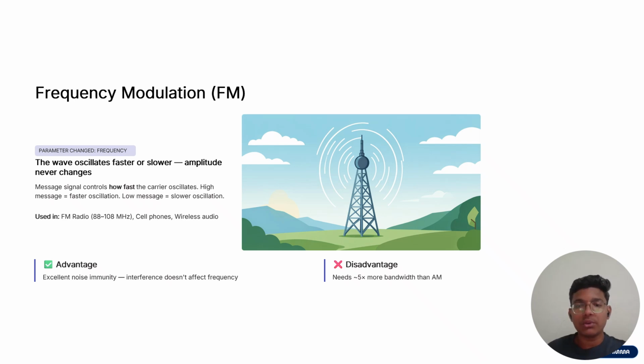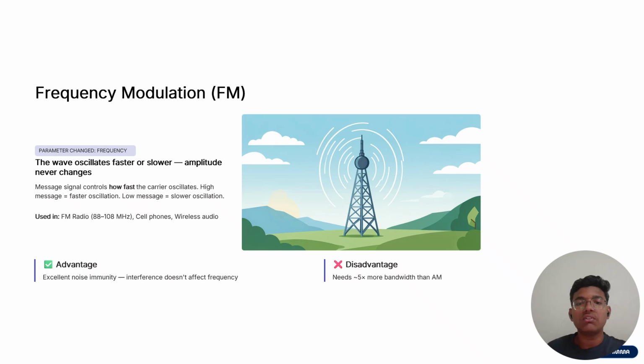FM is used in FM radio, usually from 88 to 108 MHz. It is also used in cell phones and wireless audio systems. The biggest advantage of FM is excellent noise immunity, since noise usually affects amplitude and FM does not depend on amplitude changes. FM gives better sound quality than AM.